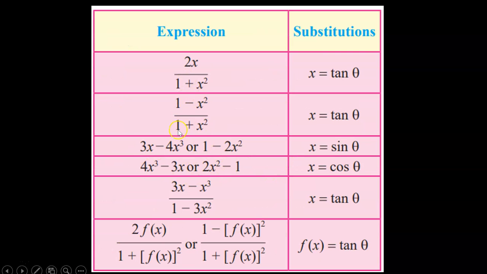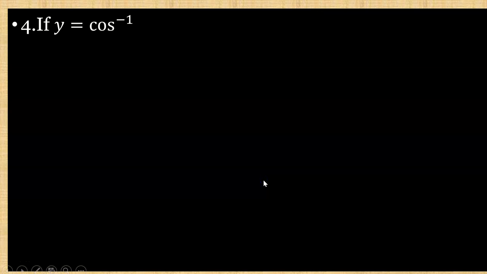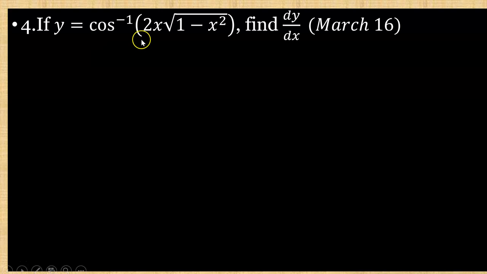Next, here we will apply the substitution for 1 minus 2x square, that is x equals sin theta, and for 2x square minus 1, we will take the substitution x equals cos theta. Now see this here. Next problem. If y equals cos inverse of 2x times the square root of 1 minus x square, find dy by dx.